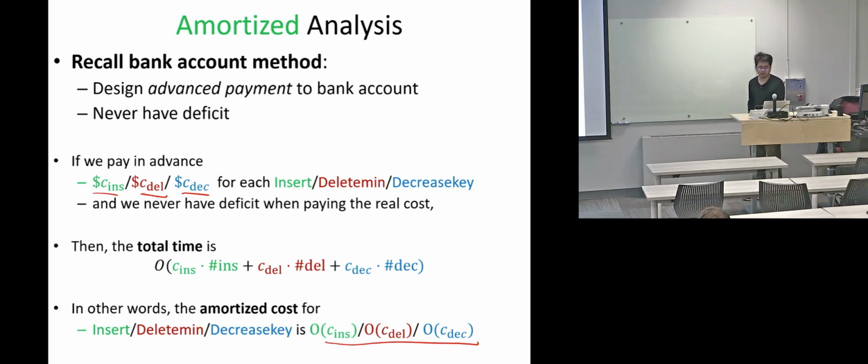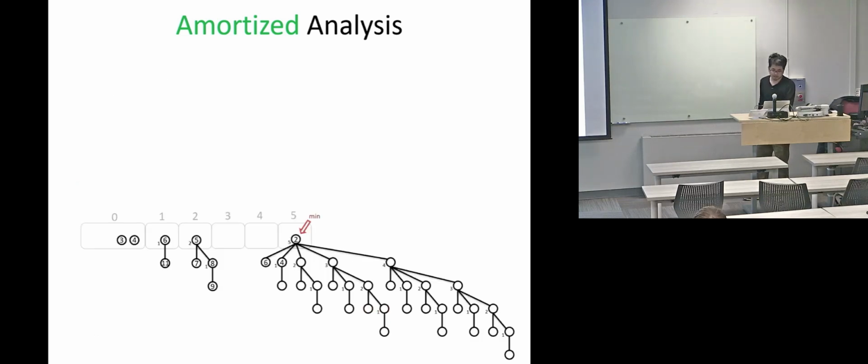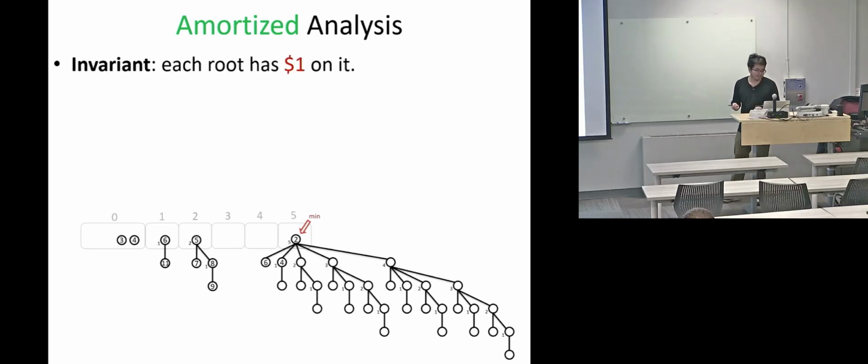Okay, so let's now try to use the bank account method. The invariant is that my bank account will be such that on each root there will be $1 on top of it. So I put $1 on each of the roots like this. And let's see, if I want to maintain this invariant, how much do I need to pay to my bank for insert.